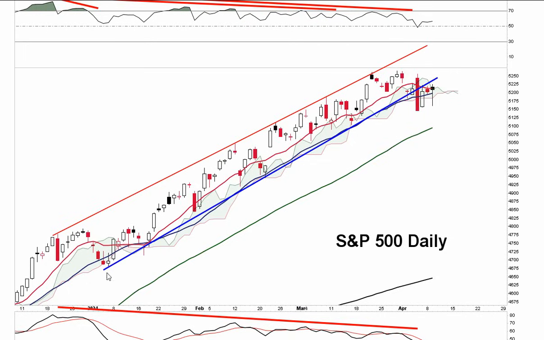If we get back above this broken trend line right here, you can hit the other trend line, the rising wedge, one more time. Those other trend lines that I've been talking about with the channel and the upper boundary.